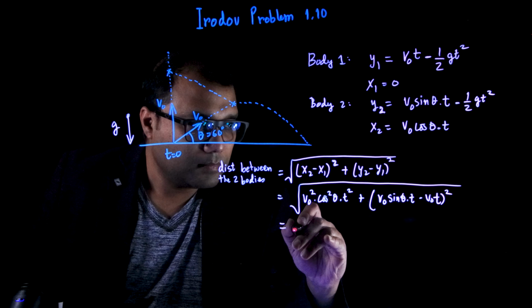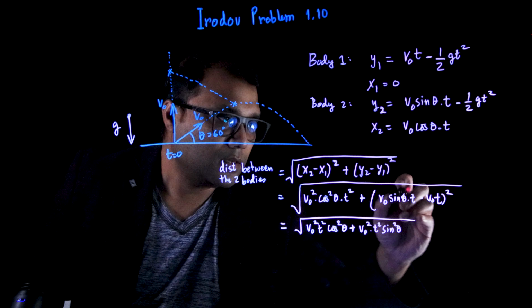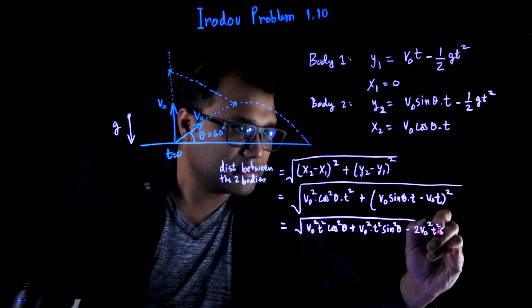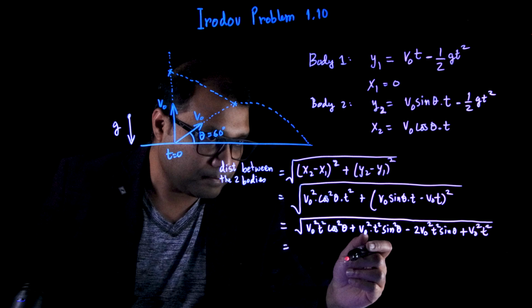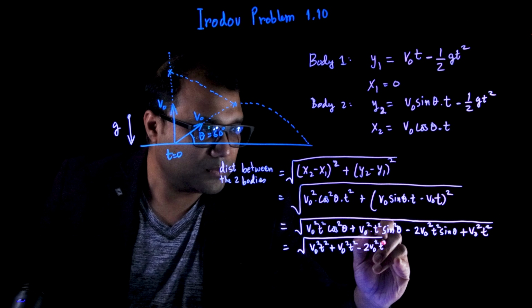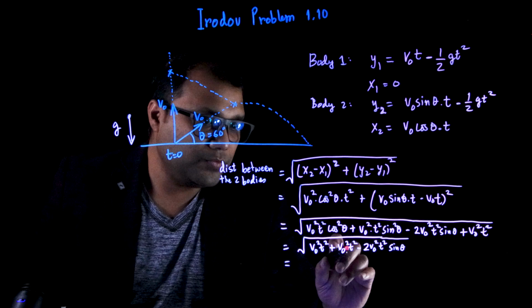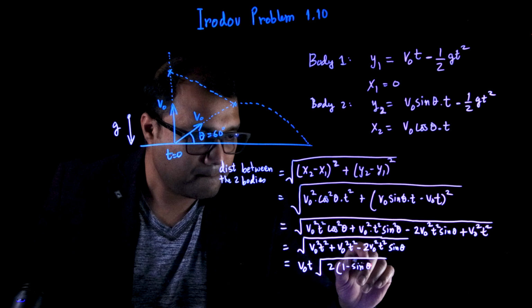Let's expand this. Now this will be v0 square t square cos square theta plus, let's expand this, v0 square t square sin square theta minus 2 v0 square t square sin theta plus v0 square t square. Okay. Now v0 square t square, sin square theta plus cos square theta is 1. Right? So this becomes v0 square t square plus we have another v0 square t square minus 2 v0 square t square sin theta. Now this is 2 v0 square t square, so v0 t we can take it out, and this becomes root. So 2, if we take common, 1 minus sin theta.